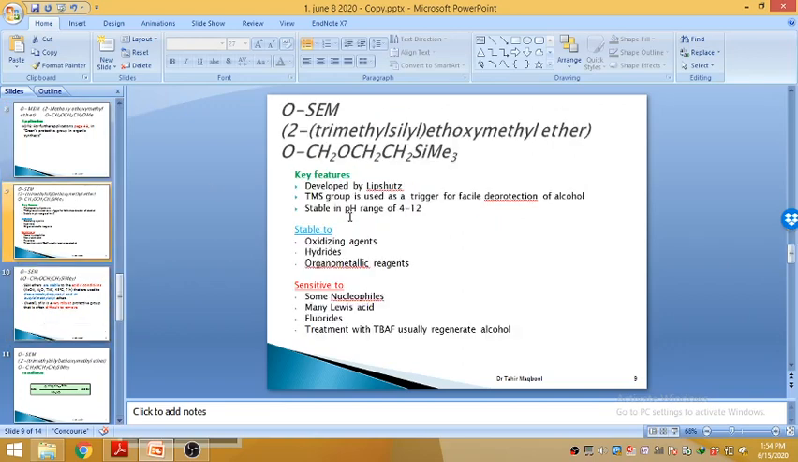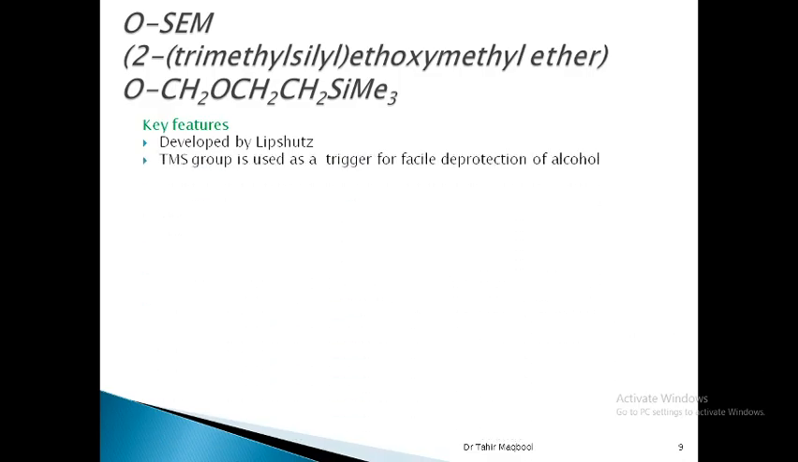that is the O-SEM group, trimethylsilylethoxymethyl ether. Its general formula is OCH2OCH2CH2 trimethylsilane. As far as key features are concerned, the first one, it was developed by Lipshutz, the name of the scientist who developed it. Basically, the TMS group is used as a trigger for the facile deprotection of alcohol. It is stable in the pH range of 4 to 12. So you can say that its stability in comparison with the O-MEM group is quite less towards acid.